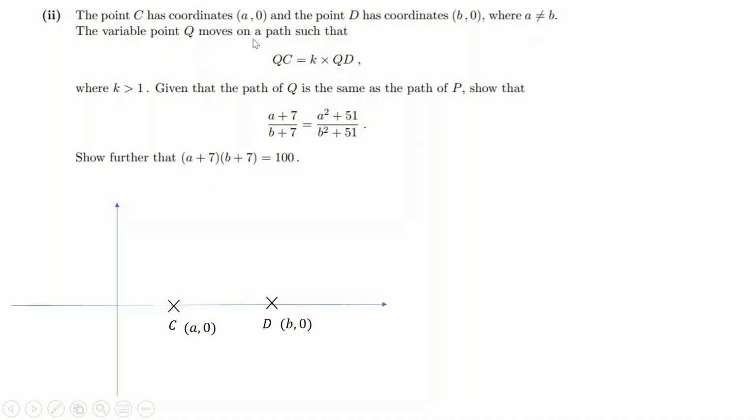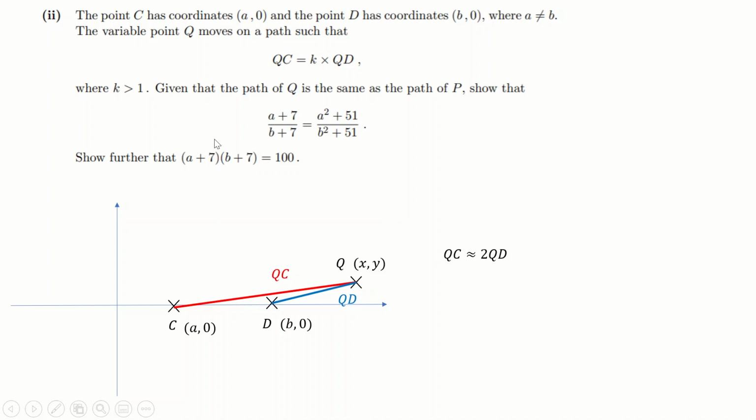And the variable Q moves on a path such that, so the variable point Q means that it's got this point Q that can be anywhere you like. And it moves on a path such that QC is k times QD. So for example, if I put Q there, that distance QC and that distance QD, well, it looks like QC is maybe about 1.5 times QD, is my guess. And then if I put Q here, maybe it looks like QC is about twice QD, I guess.